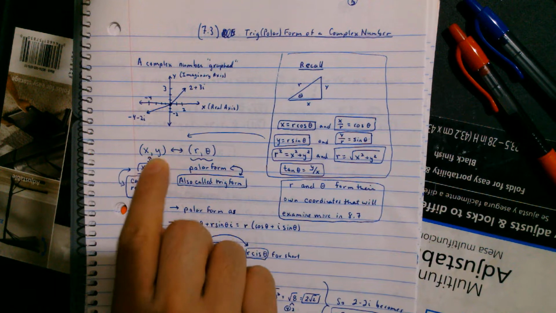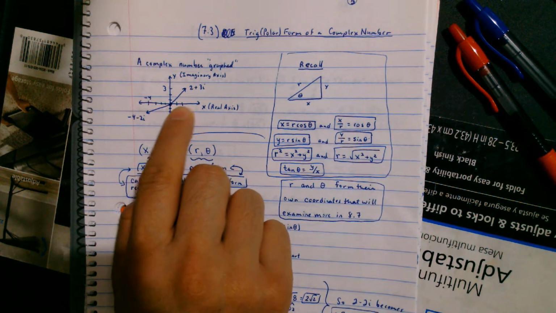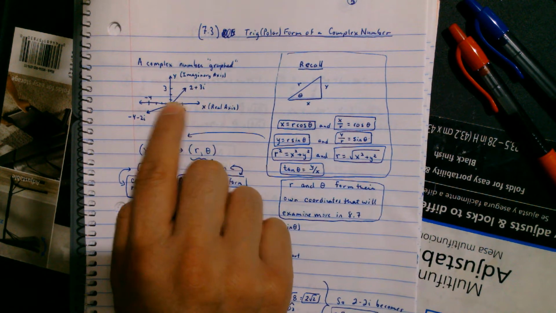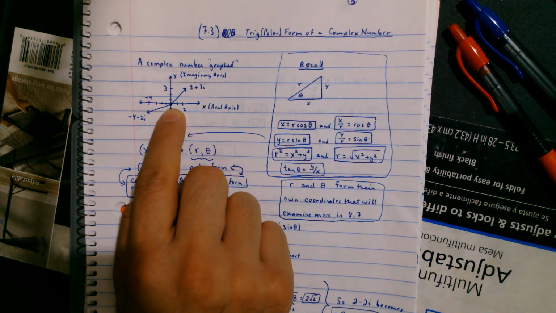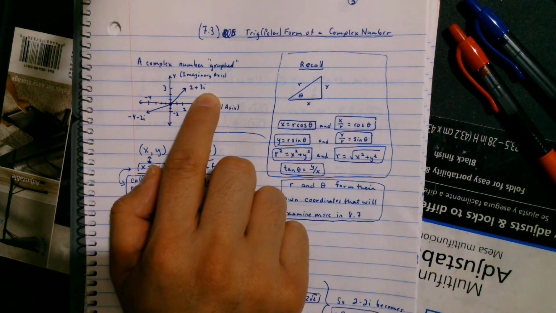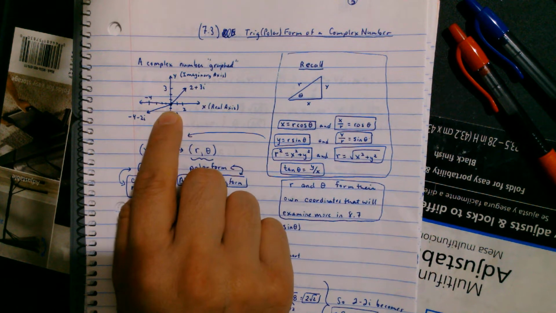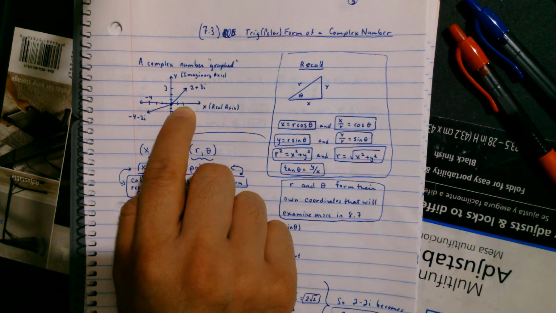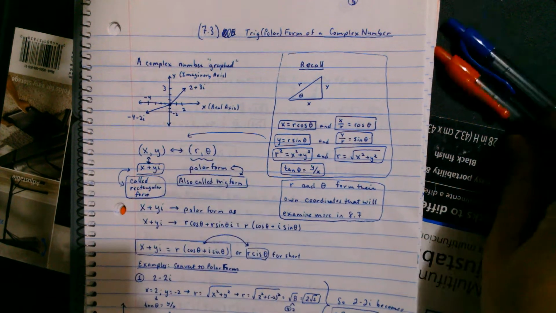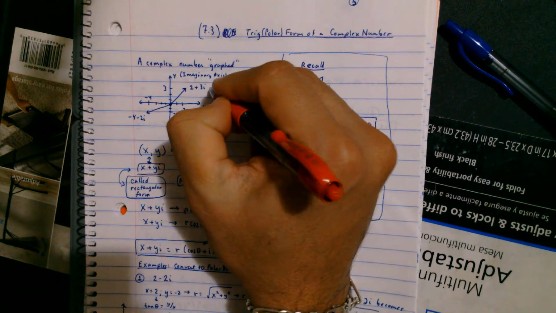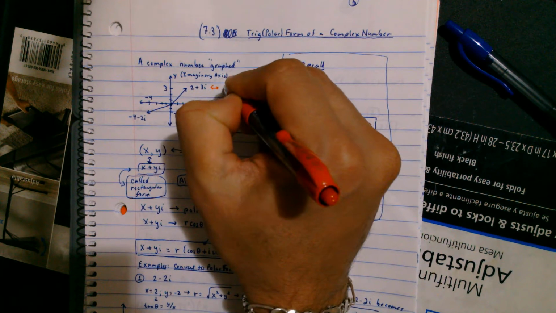So x and y, we're still going to call it x and y, right and left, up and down, that kind of stuff. But we're going to treat a complex number as a point in x and y world, rectangular world. So 2 comma 3, which is the point (2, 3), is now going to be the point 2 plus 3i.